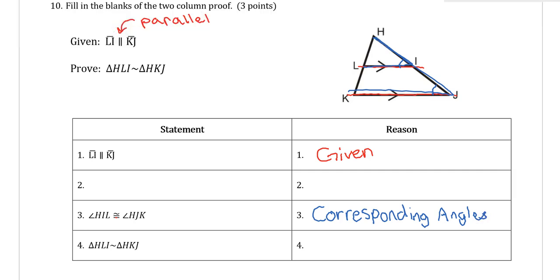So skipping back up to number 2, I know that my other set of angles that I need to say are on the left side. HLI is congruent to HKJ. And those are also corresponding angles. We always have 2 sets of corresponding angles.